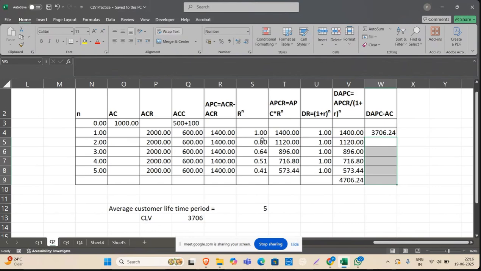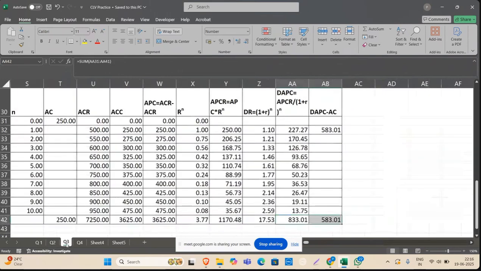Next, you calculate DAPC. That is 1,400, the APCR, divided by the discounted rate. You will get the DAPC, and then total it. The 4,706 you will get. You have to deduct the acquisition cost from that amount. Then you will get your CLV value. And in question 3, everything will be the same.